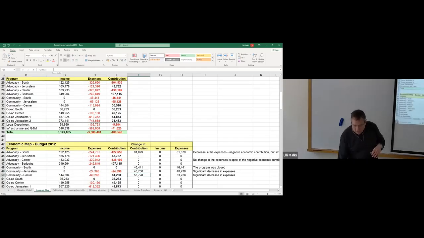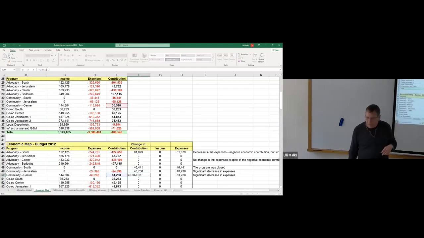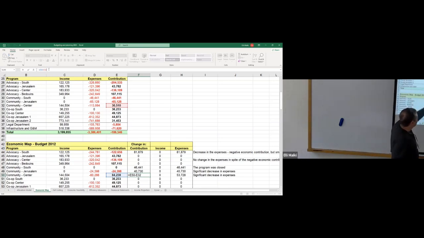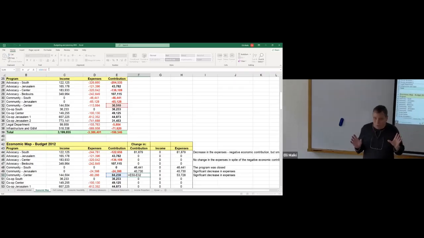Now here are the community programs in the center. Again, we can see that there is a positive effect on the economic contribution because expenses were again significantly decreased from 113 to 60,000. Here we have a little bit of an issue because we have income for this program. And when people give money to a certain program and suddenly you decrease it, you have to explain it.